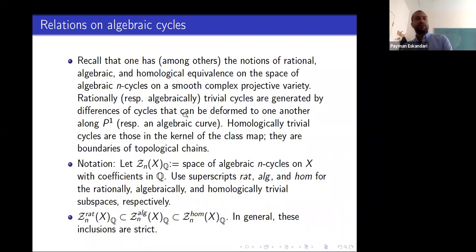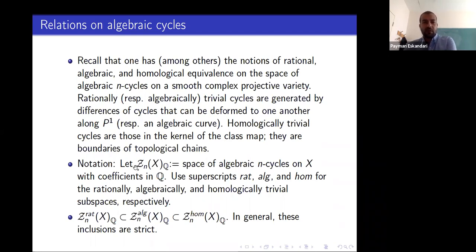Recall that there's a class map going from algebraic cycles to cohomology, from codimension p algebraic cycles to H^{2p}, and the kernel of those is the homologically trivial algebraic cycles. These homologically trivial ones would be the boundaries of topological singular chains. Here we're looking at the variety as an analytic space, and the topology is the analytic topology.